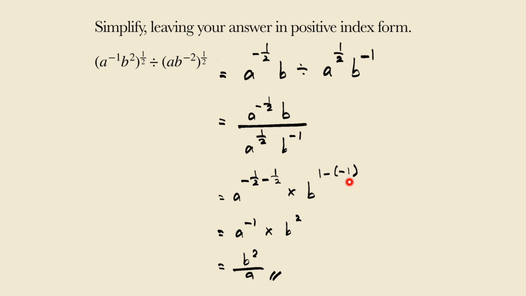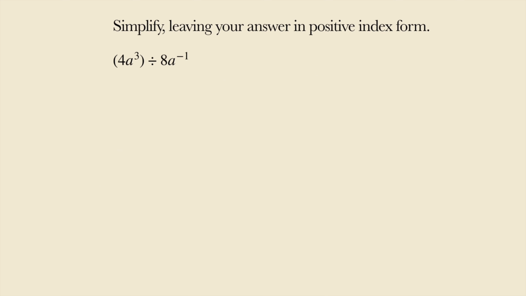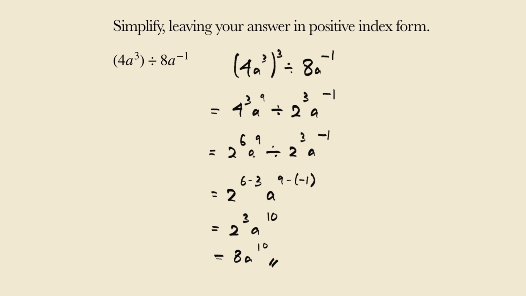Well, let's work it out. Minus half is minus 1. This is going to be a positive 2. Notice b squared has a positive power. Well, a will have positive power 1 if you write it as the denominator. Alright, there are many ways to do this. I chose to do it this way.